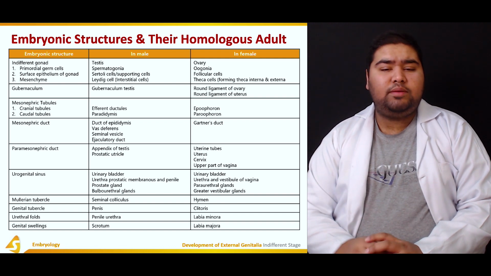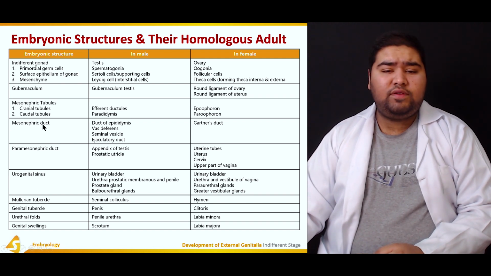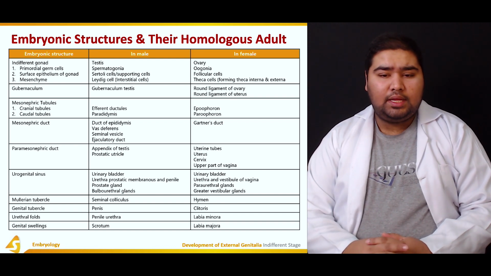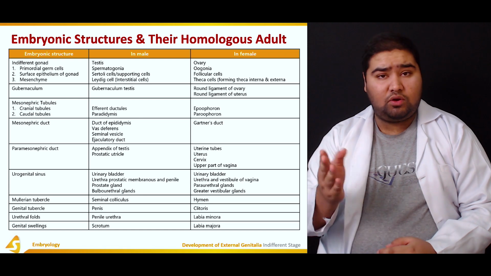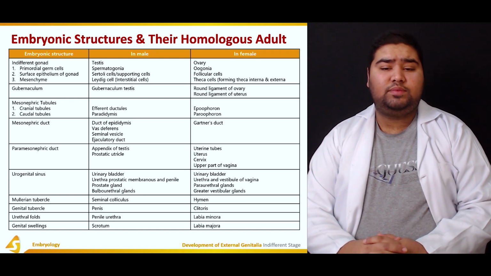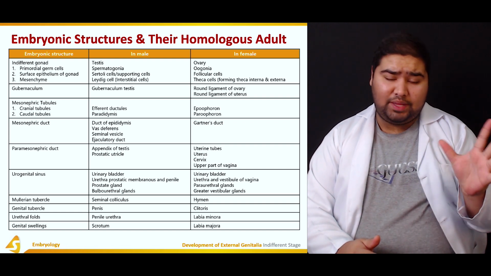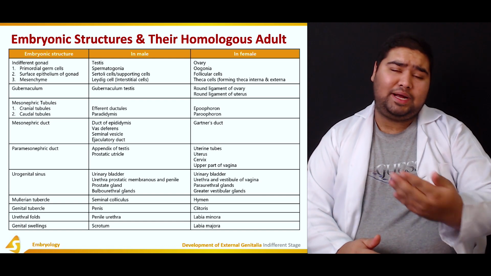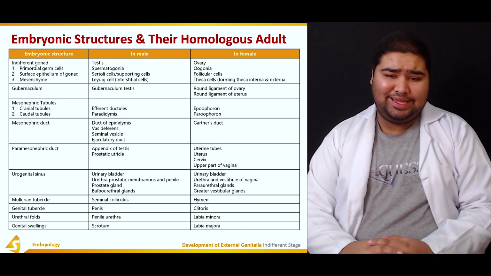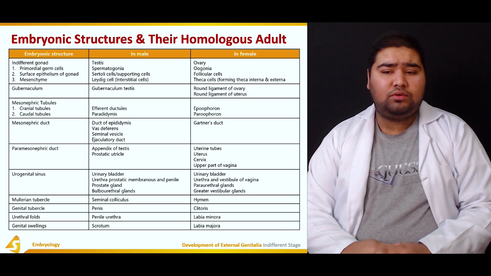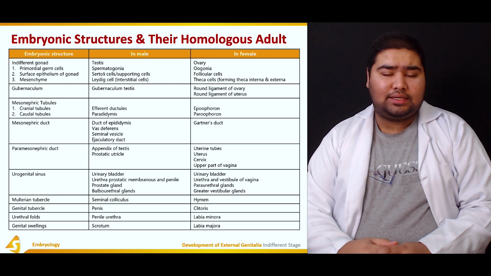So let's talk about the mesonephric ducts. So mesonephric ducts are responsible for the production of ducts of the epididymis. Then it forms the vas deferens. It's a continuation, you know that. So duct of the epididymis, then it forms the vas deferens, then it gives off the seminal vesicle, and the part distal to the seminal vesicle is known as the ejaculatory duct. And the mesonephric duct in the female only forms the Gartner's duct.